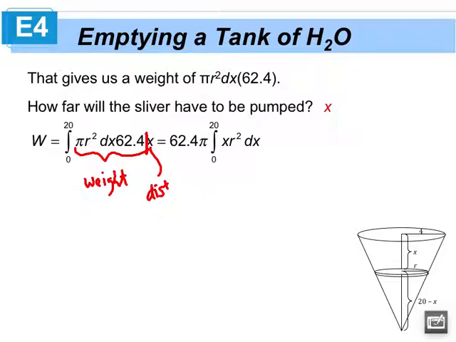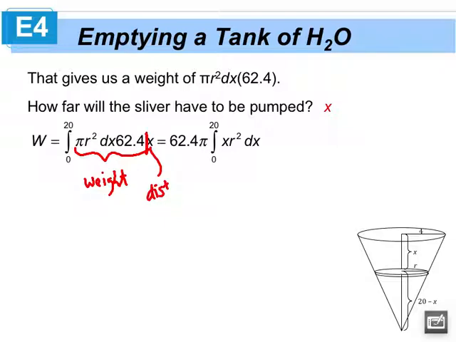Weight times distance is what we're looking for, force times distance, that's the work. And we want to pump slivers of water from 0 to 20. In other words, in that tank, where am I taking slivers from? Or where can I put that sliver of water when I'm setting up the problem? I can put it anywhere from 0 to 20.